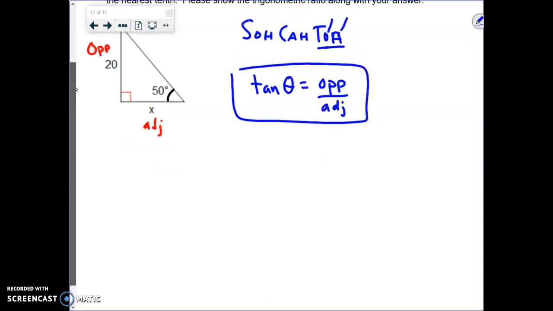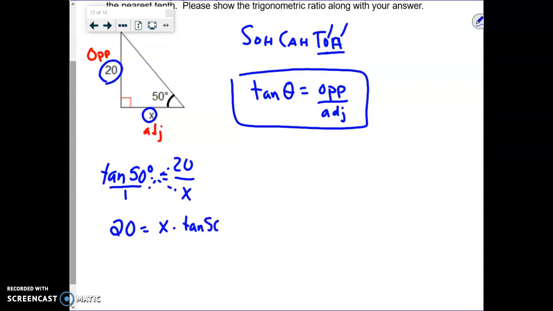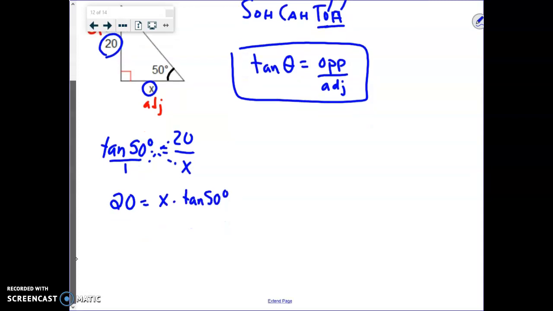Okay? So if we fill everything in, tangent of 50 degrees is equal to the opposite side, which was 20, over the adjacent side, which we're trying to find. So again, put the tangent of 50 over 1 and then just cross multiply. 20 times 1 is 20. That's equal to x times the tangent of 50 degrees. So how do you solve that again for x? You divide both sides by the tangent of 50 degrees, just like we were solving a one-step equation.